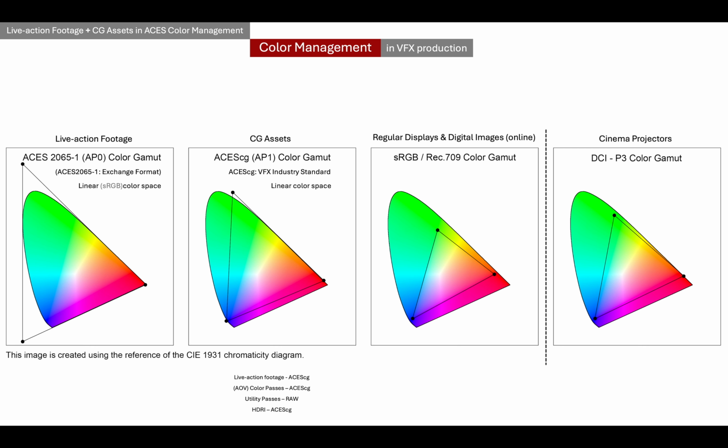The third one is the sRGB and Rec 709 color gamut within the triangle shape. This is the smallest color gamut, and it is widely used in regular computer displays and digital images, especially for online. The last one is the DCI P3 color gamut, which is slightly bigger than sRGB and Rec 709, and is specifically used for cinema projectors.